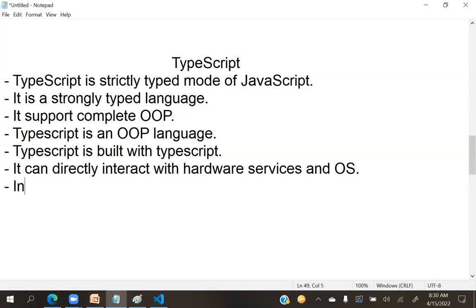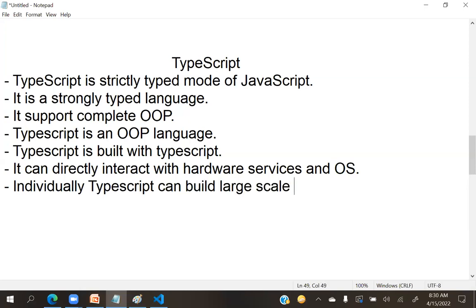So individually, TypeScript can build very large scale applications. And since TypeScript is completely built with TypeScript, it can directly interact with the operating system. It can directly interact with hardware services. That is the ability of TypeScript.